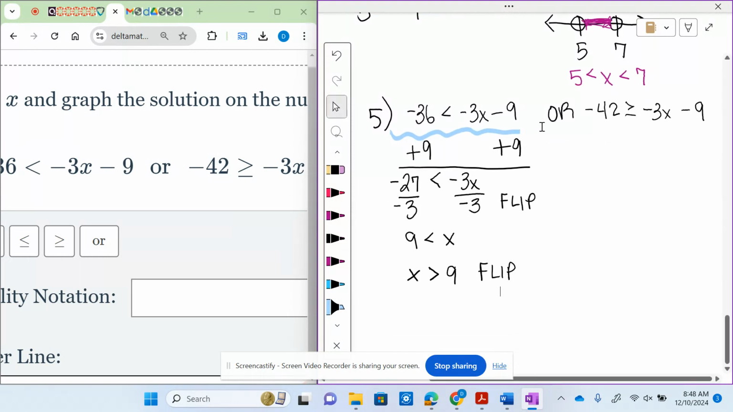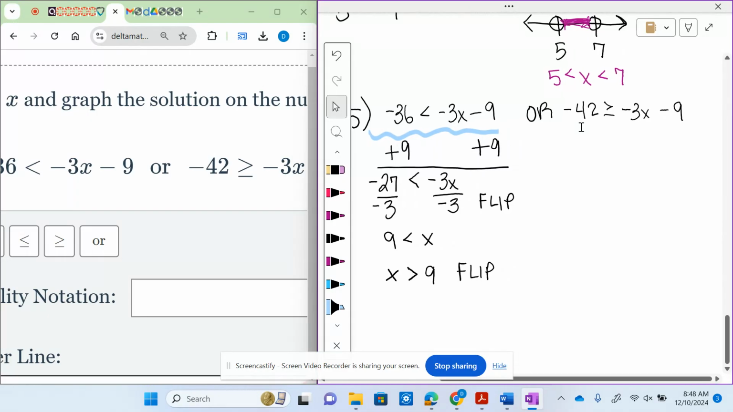Okay. Let's look at the other side of that inequality. What are we going to do over here? Owen. You just add 9. Sure. Add 9 to both sides. Yes, sir. Thank you. Add 9 to both sides. So negative 33 is greater than or equal to negative 3x. All right, Ken, what do you want to do now?